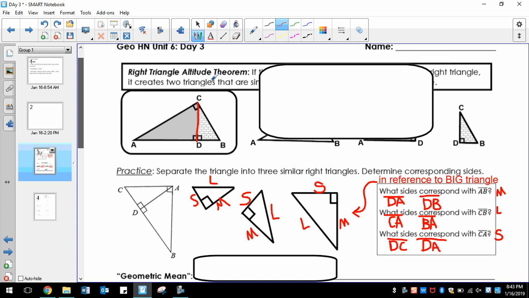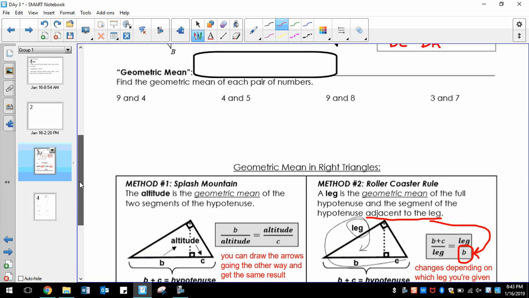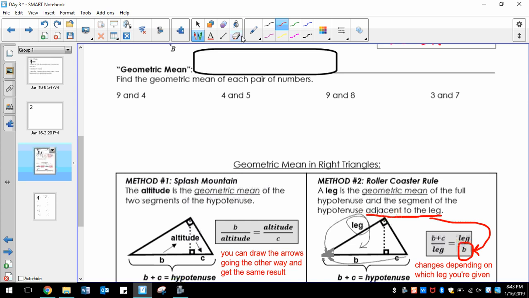All right, so that's really just kind of diving into the idea of what happens when you draw that altitude. Now we're going to be talking about the primary idea of this lesson, which is solving for what we call the geometric mean. So on lesson 2, when we were introducing proportions, I told you that the parts of a proportion have special names. We had the extremes and then the means. This is where mean comes back in as a vocabulary word.